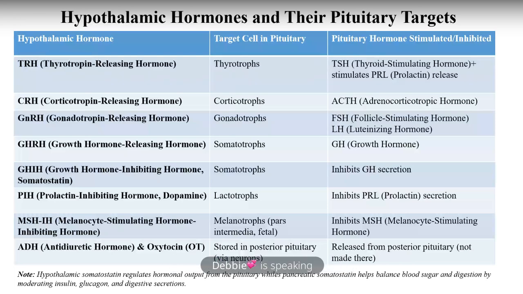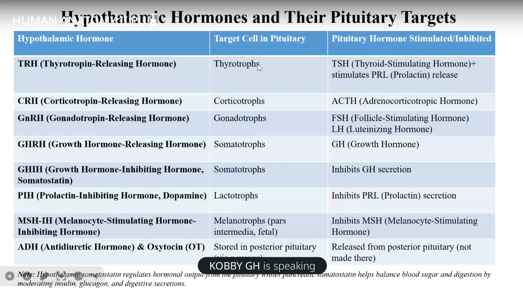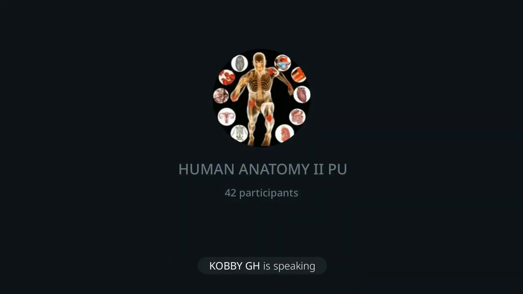The corticotrophs, the thyrotrophs, the gonadotrophs, the somatotrophs, the lactotrophs, and the melanotrophs.